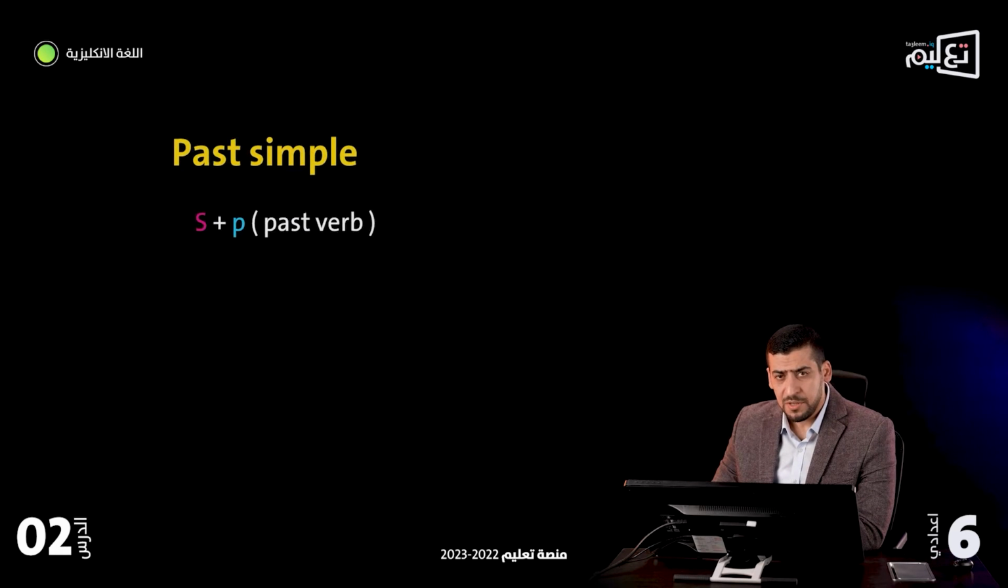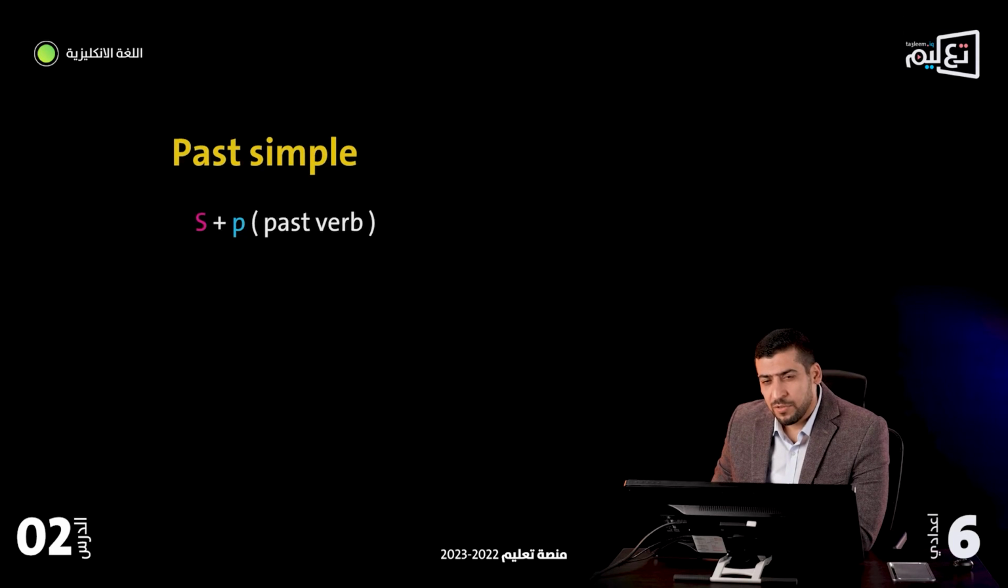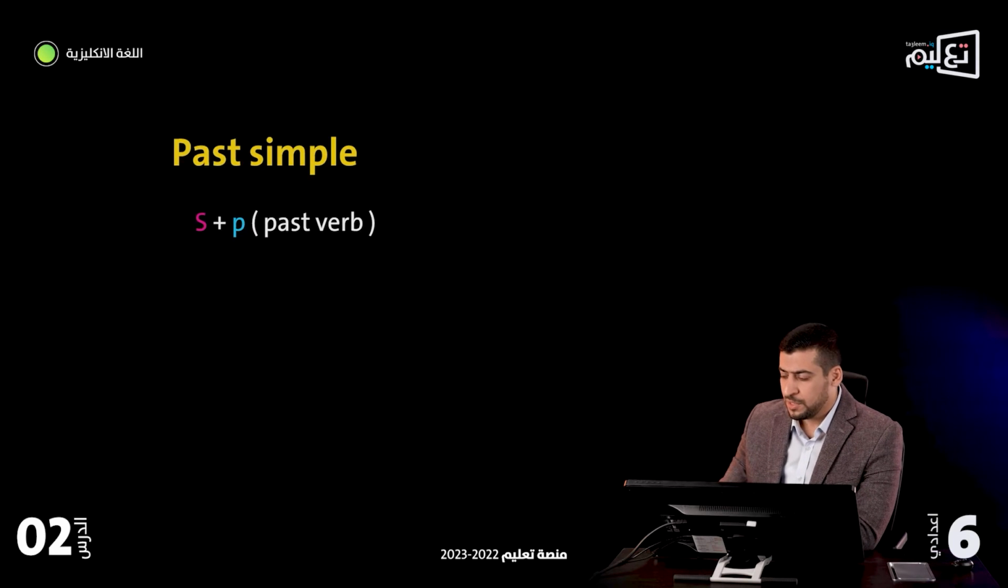As you can see, the affirmative case for the past simple can be seen as subject in the beginning, which is الفاعل, then P, the past form of the verb. How can you make this past form of the verb? You can make it from different things.